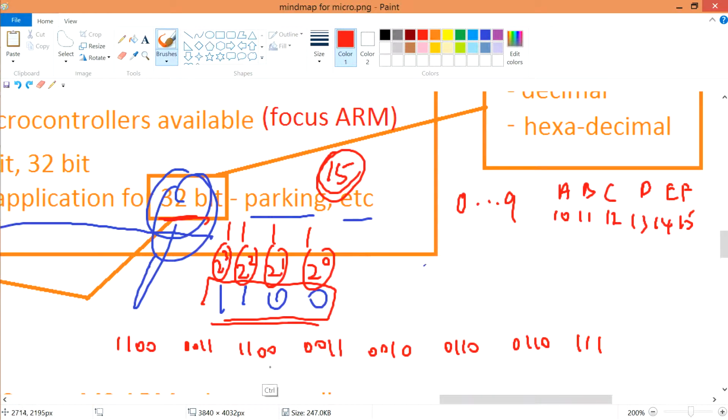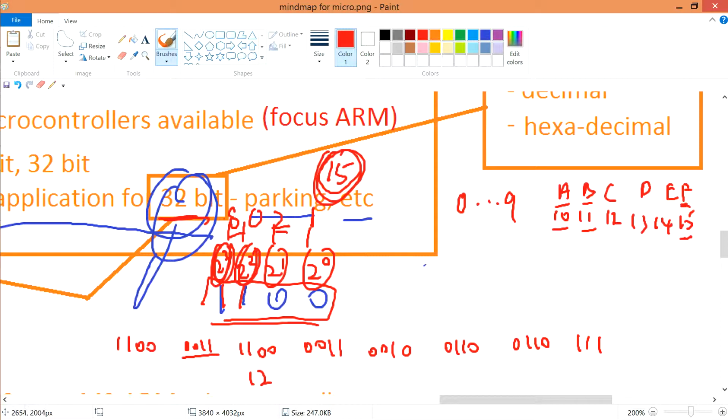Alright, 1100 means 8 plus 4, which is 12. If it's 1011, it means 8 plus 0 plus 2 plus 1. So 8 plus 2 plus 1 is what? 11. Something like that. Okay? But if you write it in terms of these numbers, it's very complicated. Therefore, what we do is use hexadecimal. Hexadecimal represents 10 as A, 11 as B. So if I have 15, then it's F.